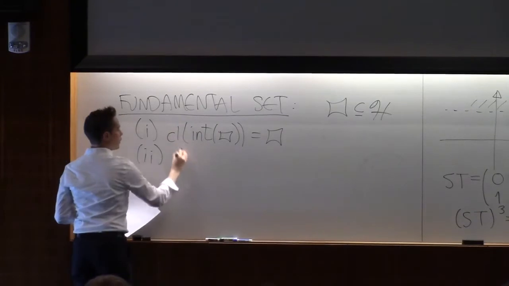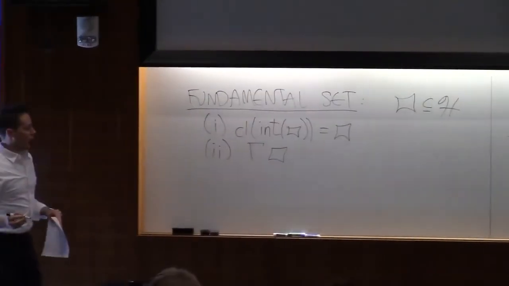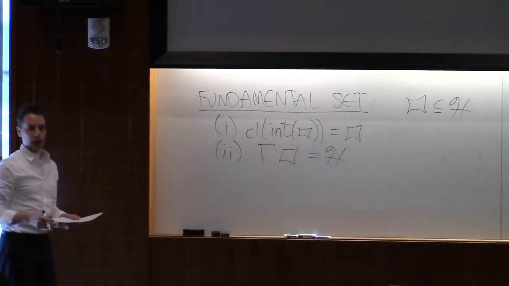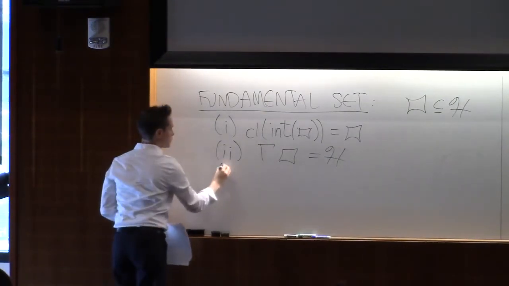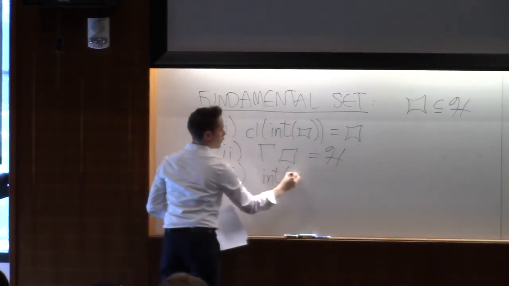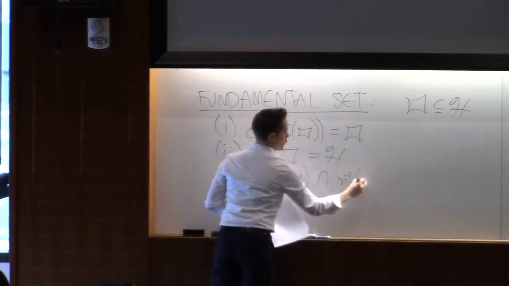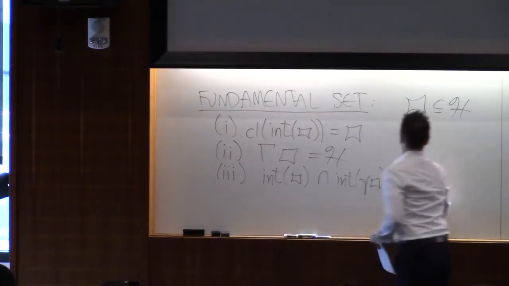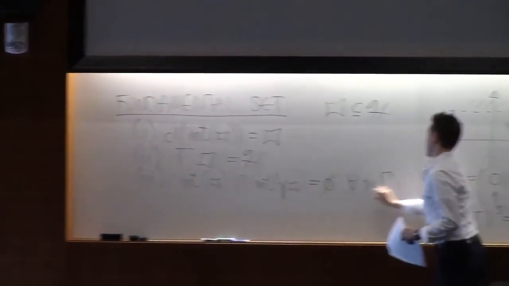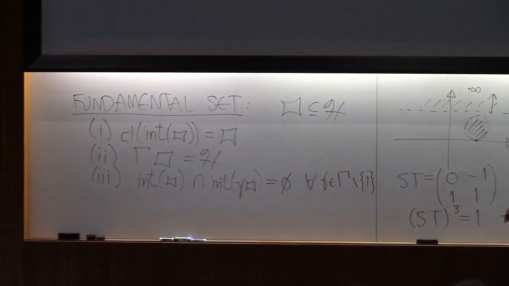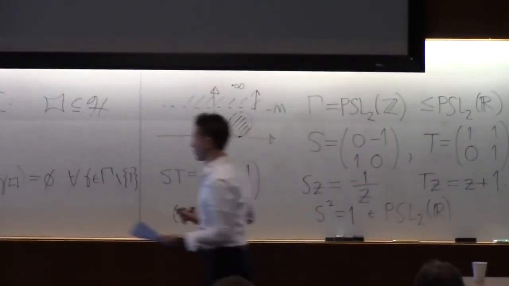Second of all, if I take the gamma images of the set, I want them to cover all of H. Number 1 in particular implies that my fundamental sets are closed. Number 3, I want no two interiors to intersect. So if I take gamma not equal to the identity, and I take the fundamental set and its translate gamma times it under the group, I look at the interiors of those, I want the intersection to be empty.